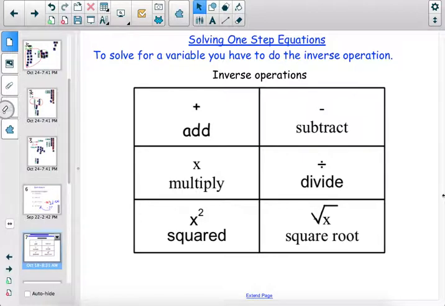Don't. I was talking. The opposite of add, this is how I want you to read this chart. The inverse of add is subtract. And you read it from right to left too. The opposite of subtract is add. That makes sense. The opposite of multiply is divide. The opposite of divide is to multiply. That one can be tricky with fractions.